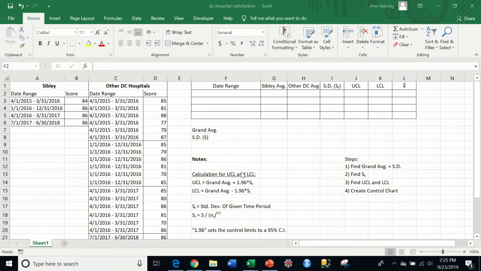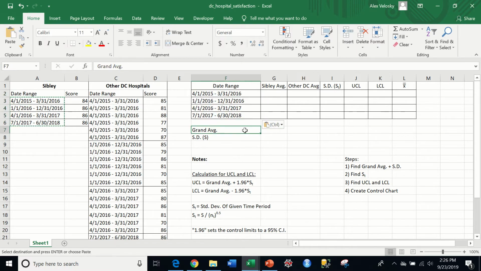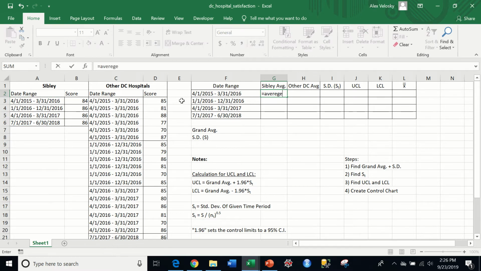So step one for creating this control chart is you'll want to find the grand average and standard deviation for all our data points over here. But before we do that, I'm just going to fill in these fields right here. Starting with Sibley Hospital's average, you can use the average function, and I spelled average wrong. Here we go. So typical average function, you can drag and drop to get the rest of our averages for these time frames.